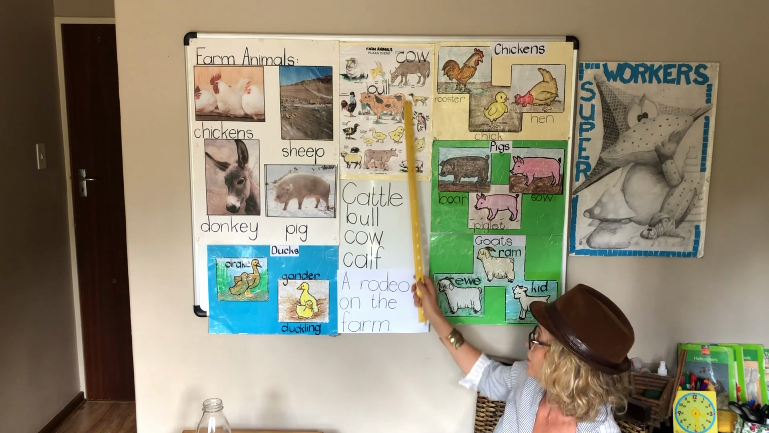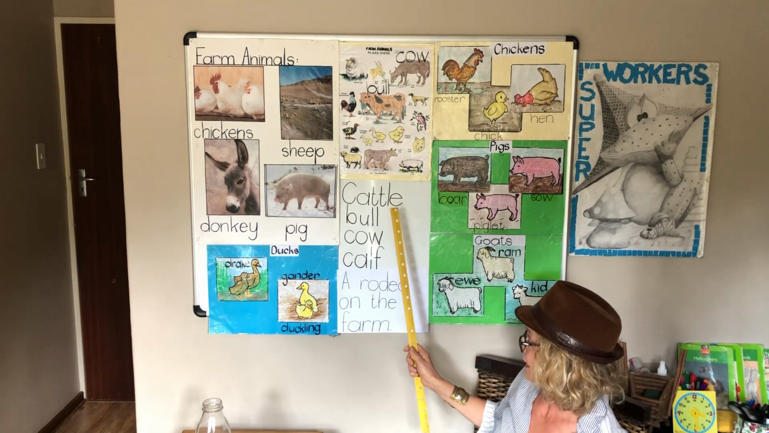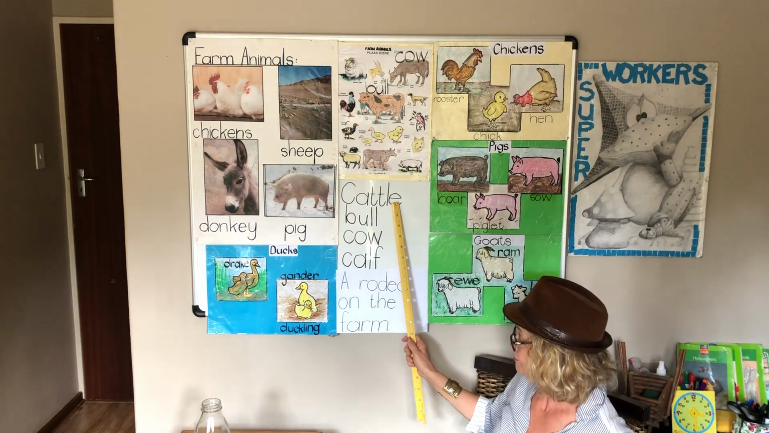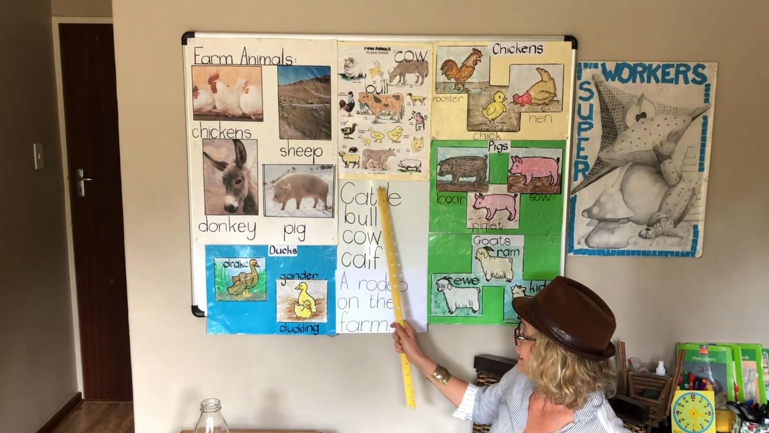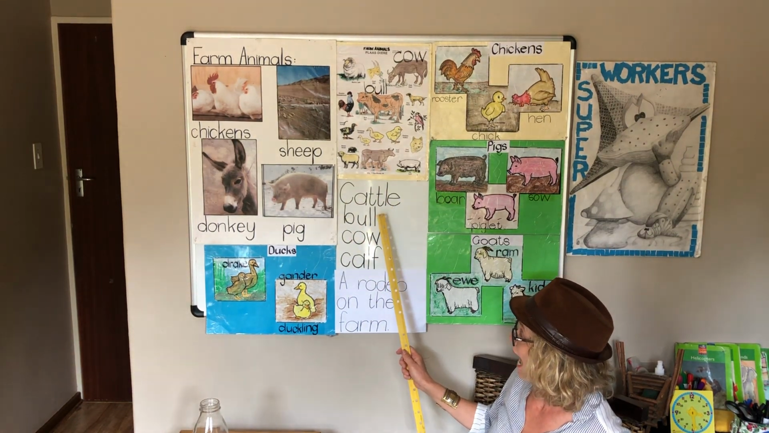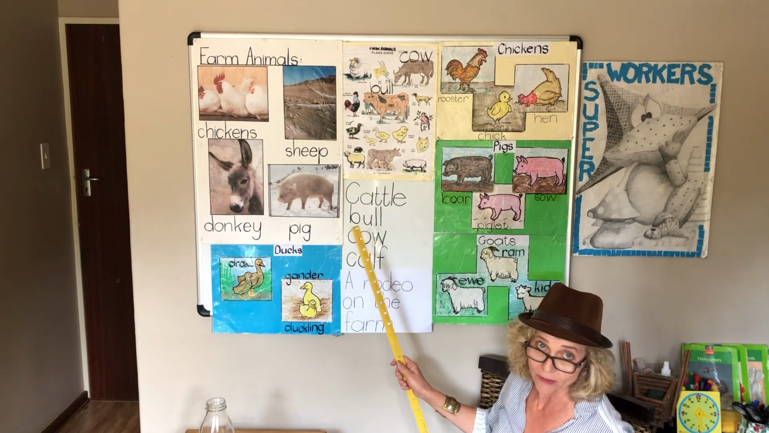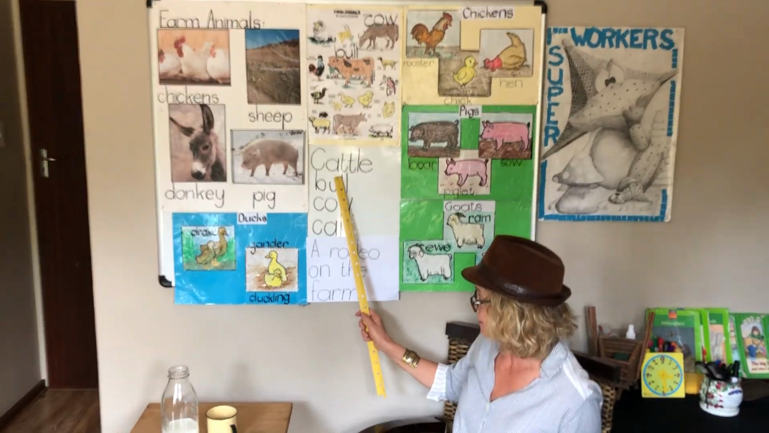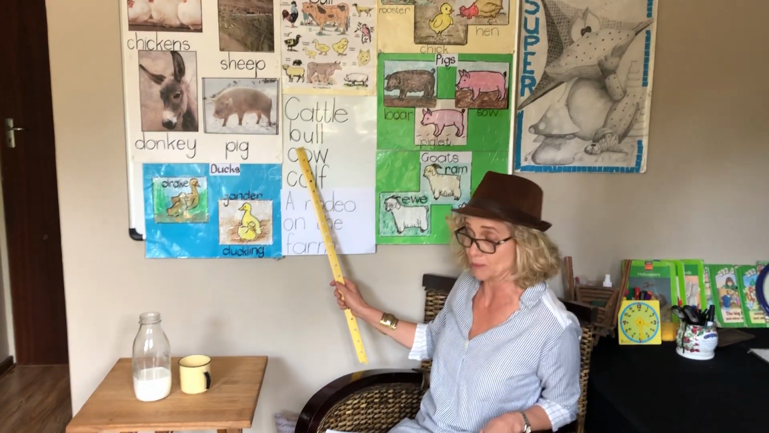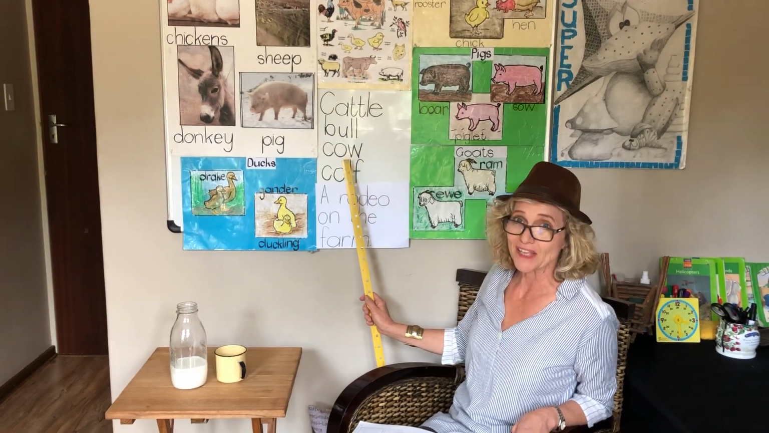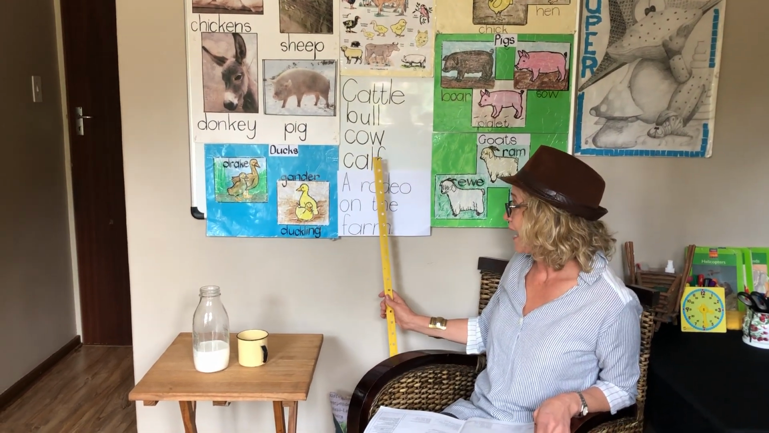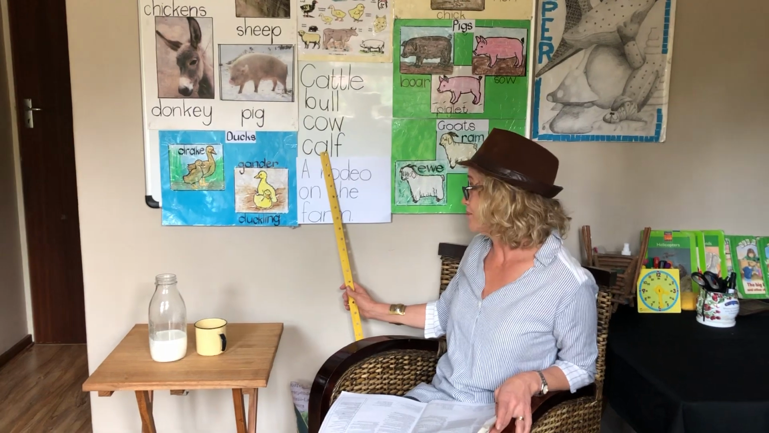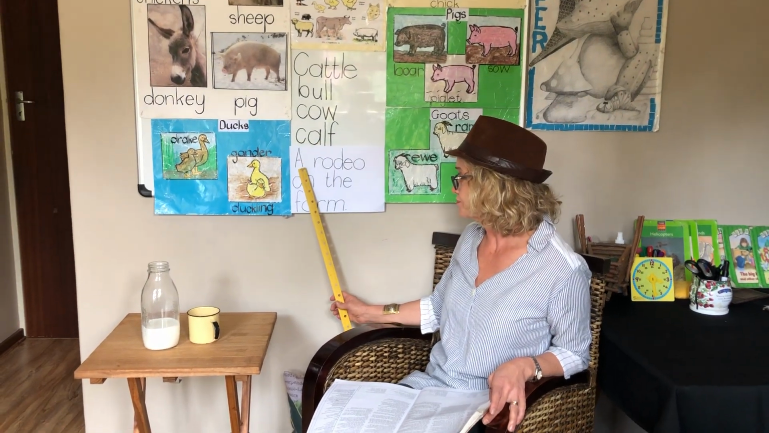There's a cow, there's a bull. Over here we see cattle. The collective name for cows and bulls and calves is cattle. The male is a bull. The female is a cow. And the young or the baby is a calf.